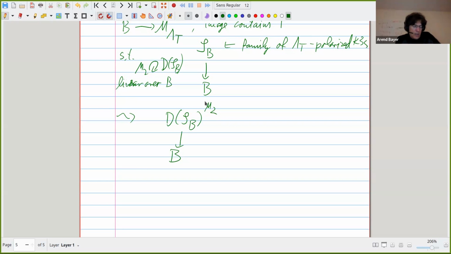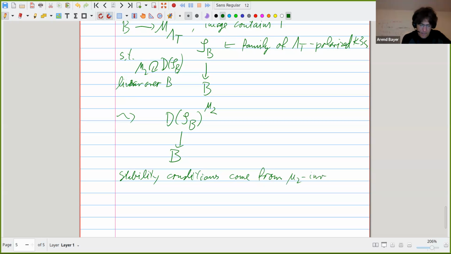And then maybe let me conclude with stability conditions. They come from U2 invariant stability conditions on D of SB in families, right?